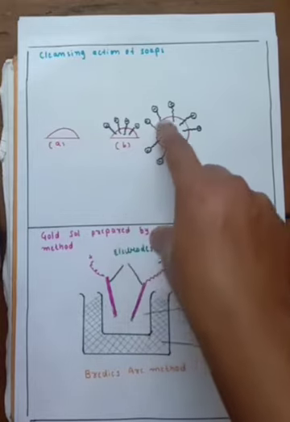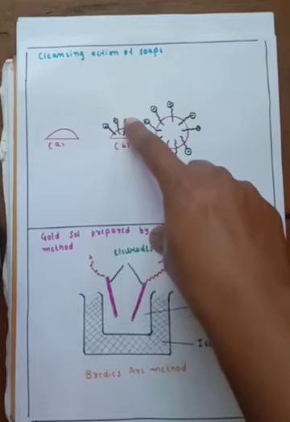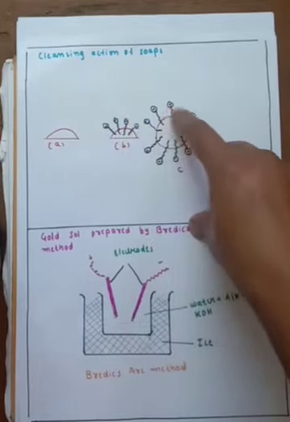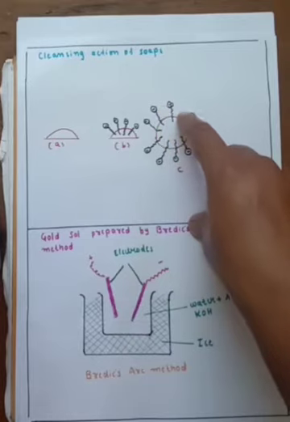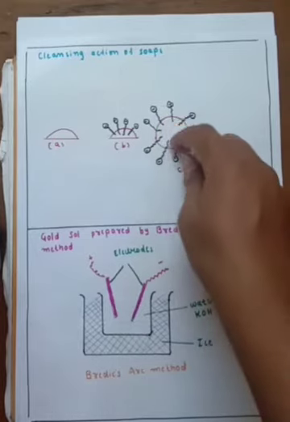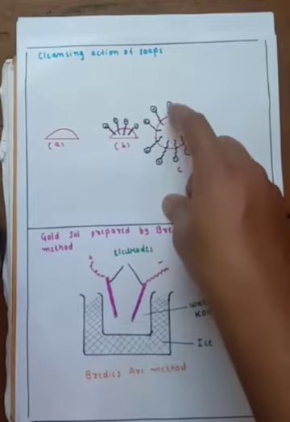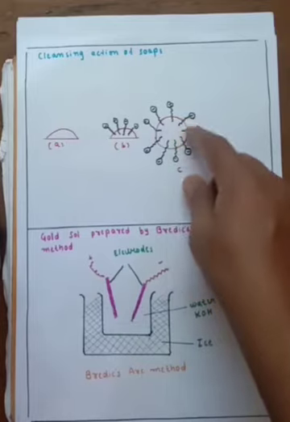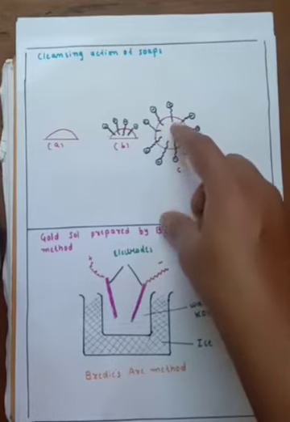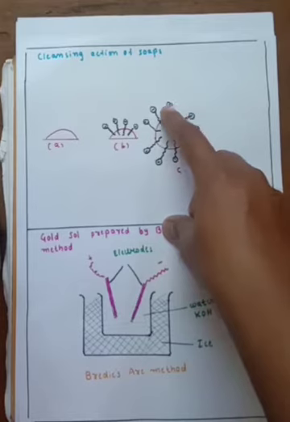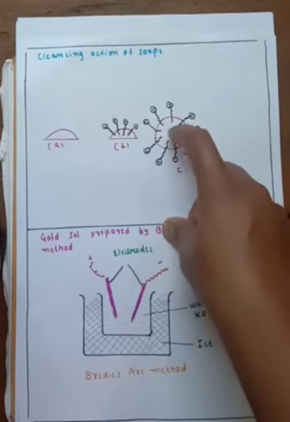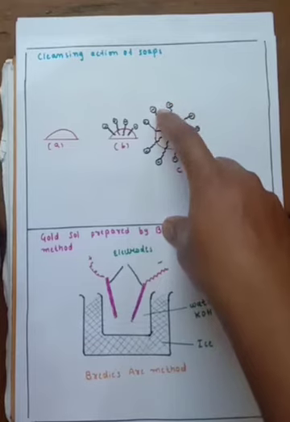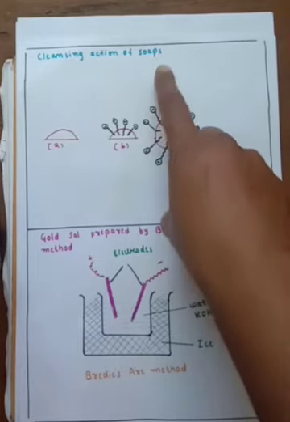The negatively charged shell means one cover, a layer, a negatively charged layer around the globule, which prevents them from coming together and forming aggregates. If it is not present, these globules will form aggregates. Because of the presence of these negatively charged ions, it prevents the formation of aggregation. This is about the cleansing action of soaps.